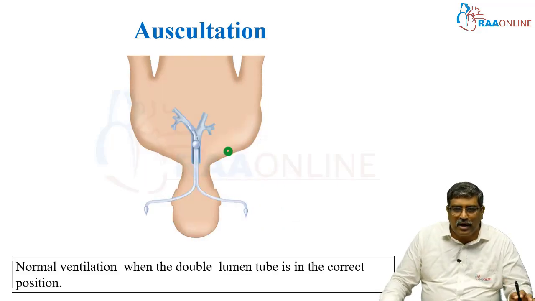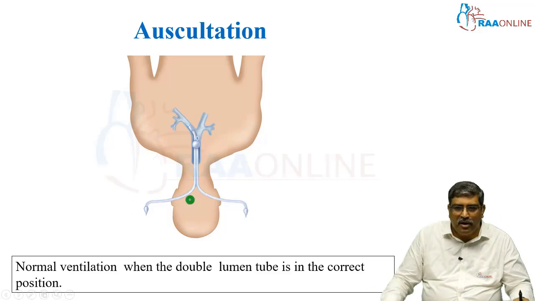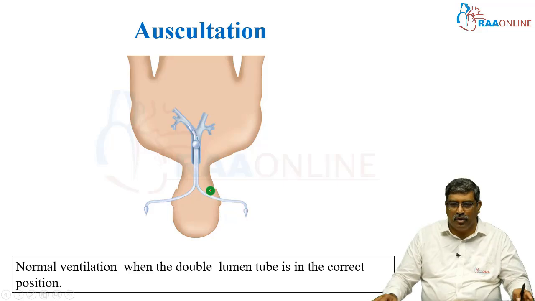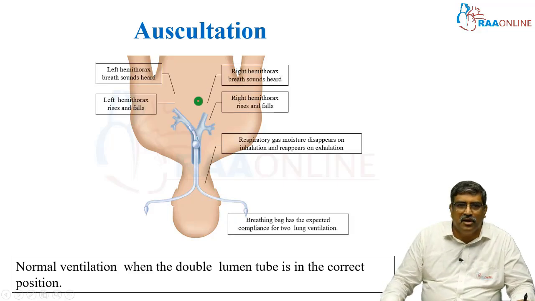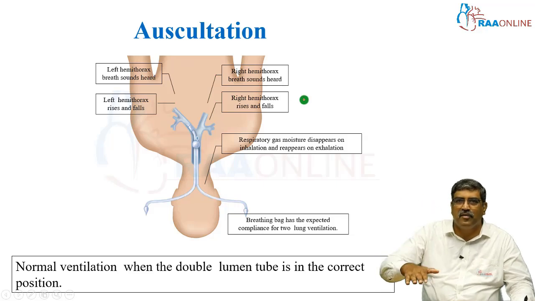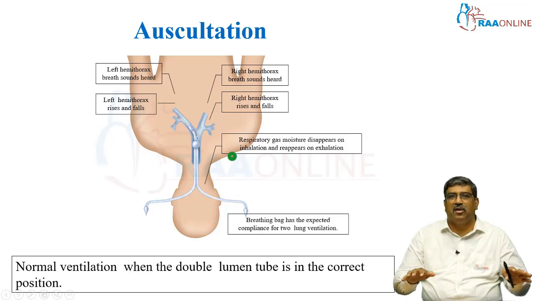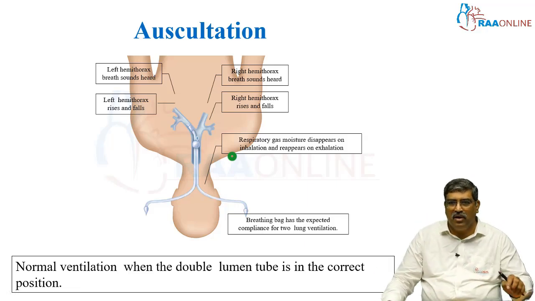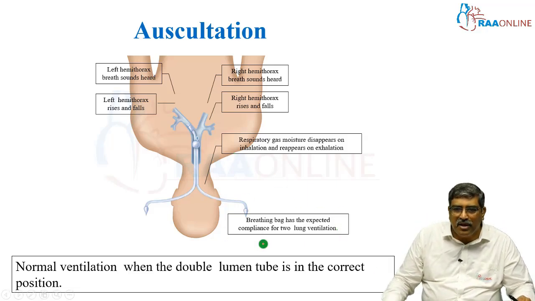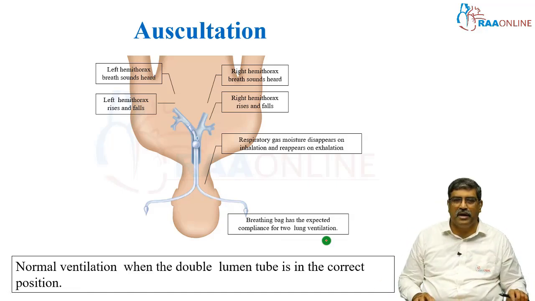So when you ventilate with the normal double lumen tube and you have not clamped either tube, on auscultation you will hear left sided breath sounds and the left side will rise and fall. The right side breath sounds are also heard. The right side of the thorax will rise and fall, and the gas moisture disappears on inhalation and reappears on exhalation, and the breathing bag has the expected compliance of two lung ventilation.